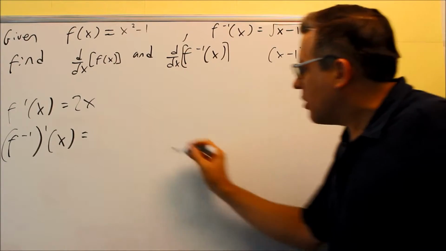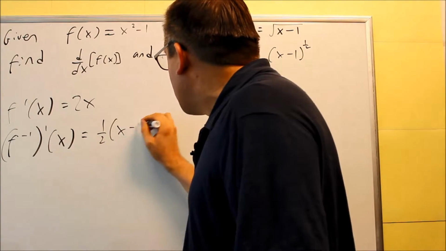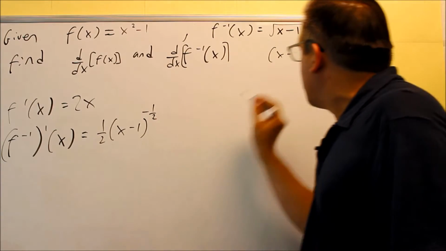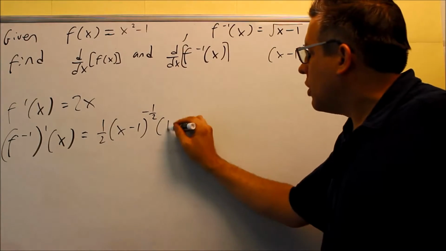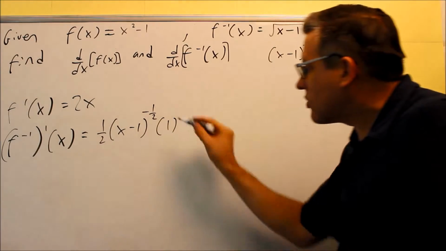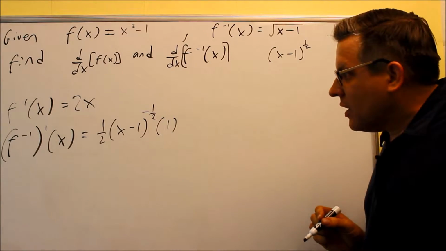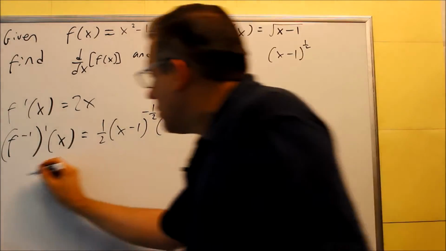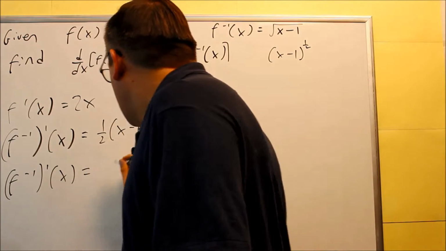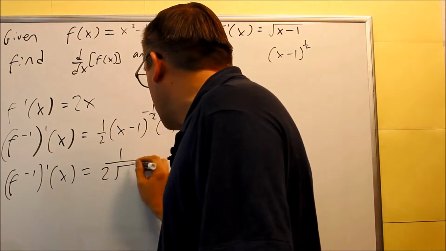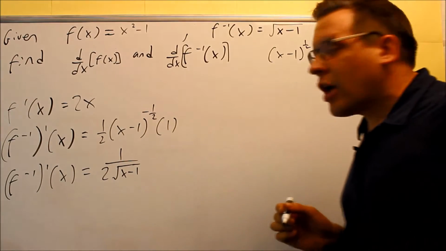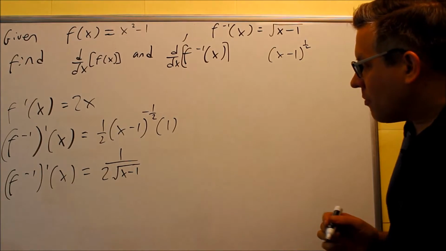So the 1/2 is going to come down. I have x minus 1, subtract 1 from the original power, and then don't forget that you have to multiply by the derivative of the inside. In this case, the derivative of x is just going to be 1. Let's rewrite this. So I have the inverse derivative. It's 1 over 2 square root x minus 1. And there's nothing more I can do as far as simplifying.